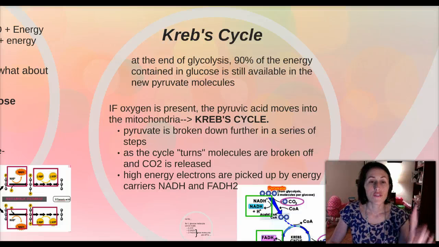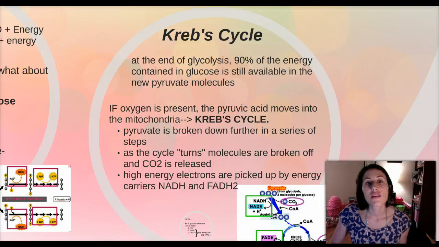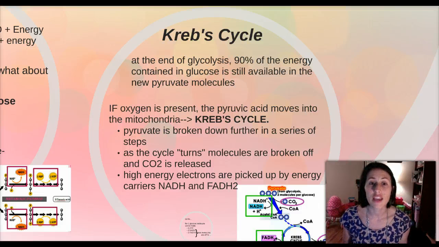Okay, so the first step is glycolysis. The second step is the Krebs cycle. At the end of glycolysis, there's still a ton of energy left in those pyruvic acid or pyruvate, whichever one you want to call it. There's still a ton of energy left in those molecules. By far, our bodies have not taken all of the energy that was available out of there.